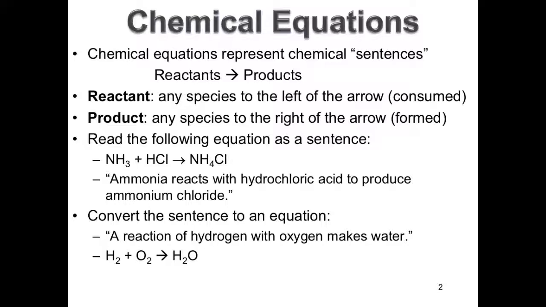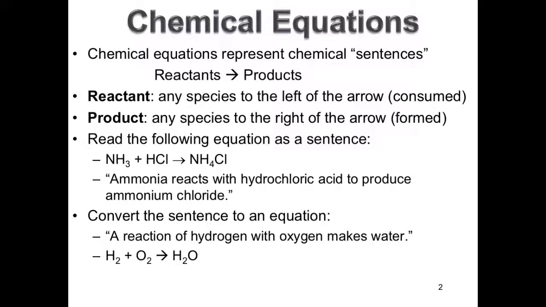Chemical equations basically are representations of chemical sentences. On the left-hand side of our representation are the reactants, which are generally the chemical species that are consumed. On the right-hand side of the arrow are the products. These are generally formed in the reaction.